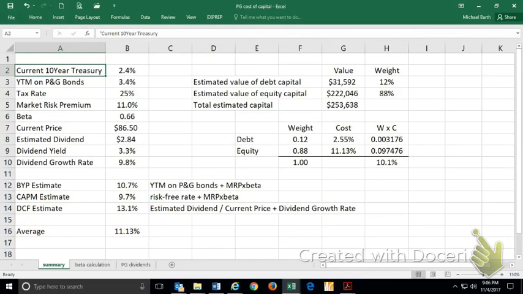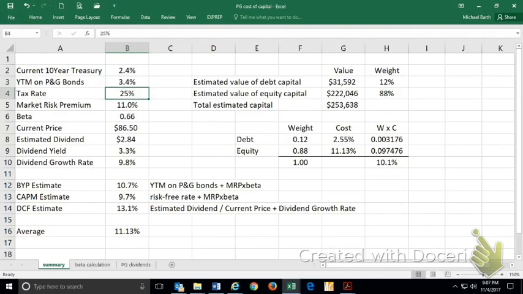All right, the current rate on U.S. Treasuries, I can look that up, and it's right around 2.4%. I went and found the yield to maturity on Procter & Gamble bonds by searching in the FINRA database, or you can also go on Morningstar. Anybody that collects the market information on bonds, you can use that as a source. So it's public information, and for a long-term bond, it's about 3.4%.